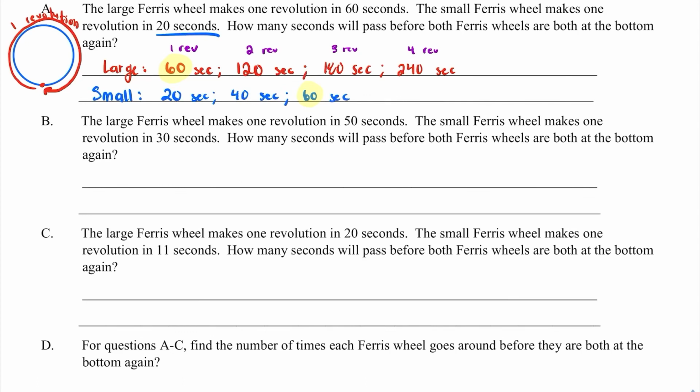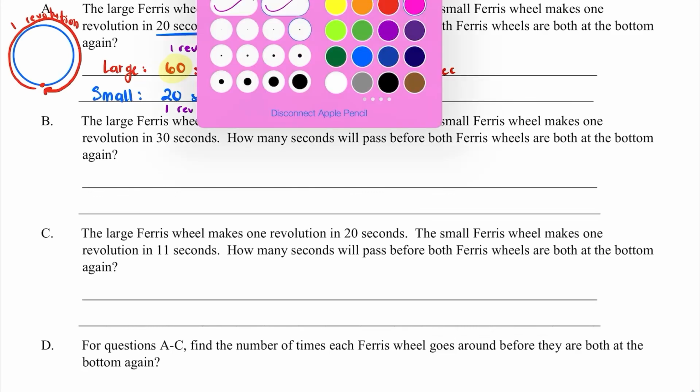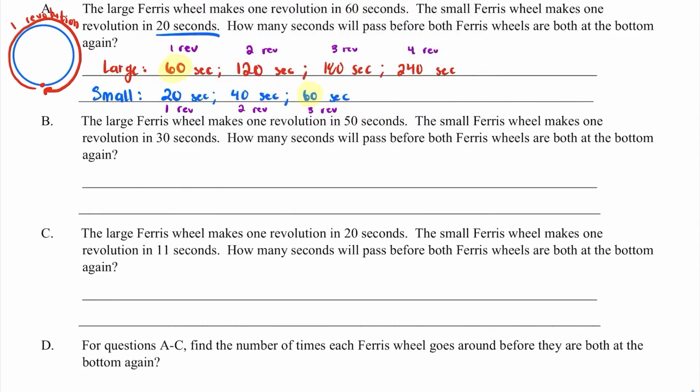Okay? Now, before we answer this, I want you guys to label how many revolutions the small Ferris wheel did. So 20 seconds is 1 revolution, 40 seconds is 2 revolutions, and then 60 seconds is 3 revolutions. Okay? Now the question asks how many seconds will pass before both Ferris wheels are both at the bottom again. So we said that both Ferris wheels will be at the bottom at 60 seconds.